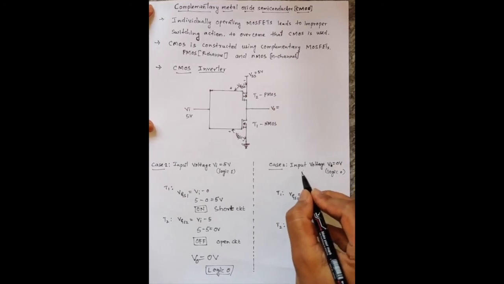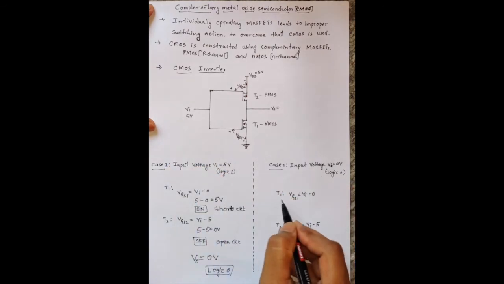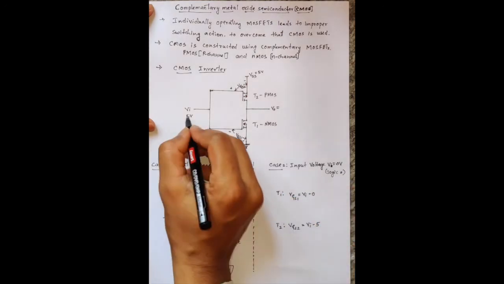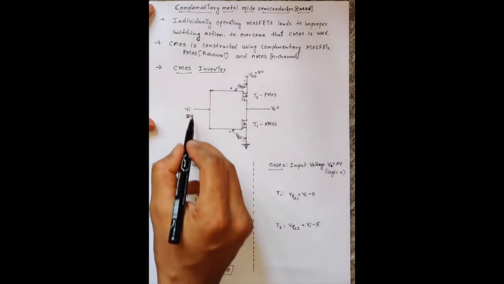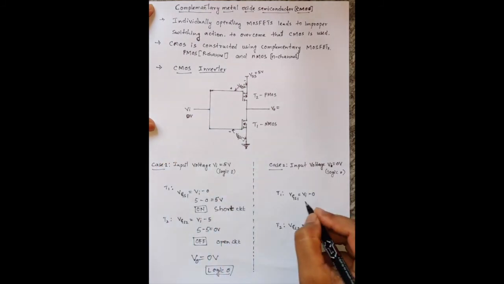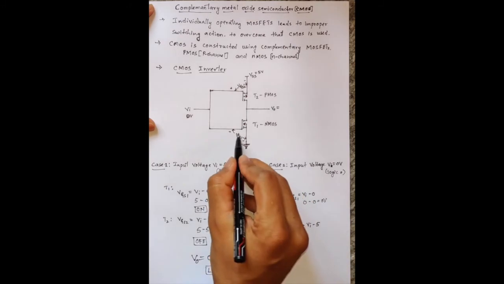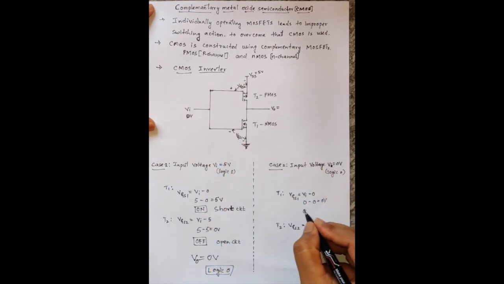When the input voltage is provided with 0 volts, logic 0. Again, for transistor T1, VGS1 input is provided with 0 volts. VGS1 is the potential difference of V in minus 0. V in is 0, so 0 minus 0 is 0 volts. Since there is a 0 volts input for transistor T1, it will be in off state here. So it acts as an open circuit.